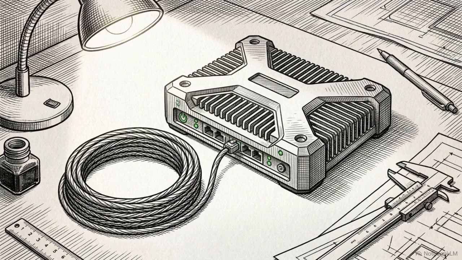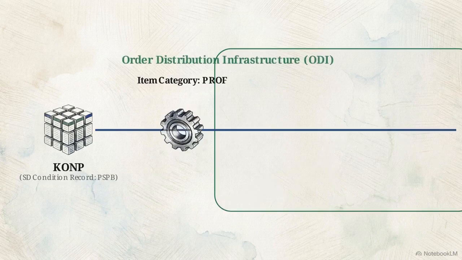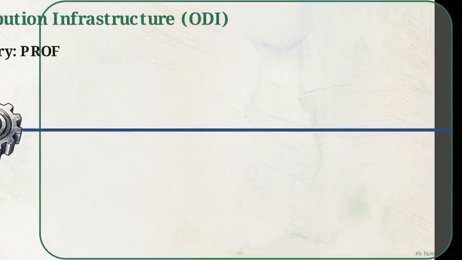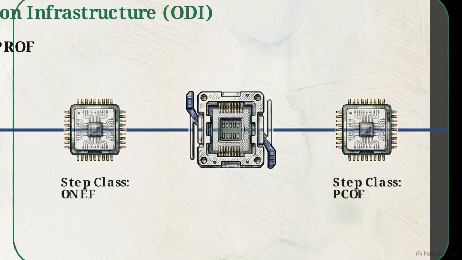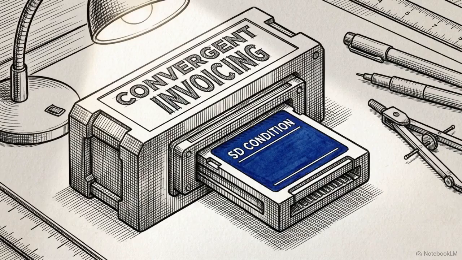The first pipeline handles one-off fees, like activation charges or hardware bundles. As this flow shows, the price originates here as an SD condition record, such as condition type PSPB, stored directly in table CON-P. When the subscription order uses a specific item category, like PROF, it triggers a processing block known as the Order Distribution Infrastructure, or ODI. Within the ODI block, the specific ABAP execution is handled by step classes 1F and PCOF. These step classes pull the SD condition and translate it directly into convergent invoicing.